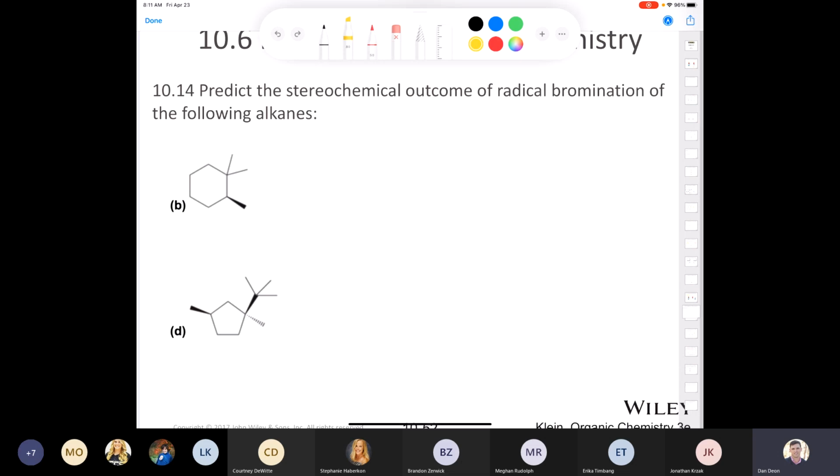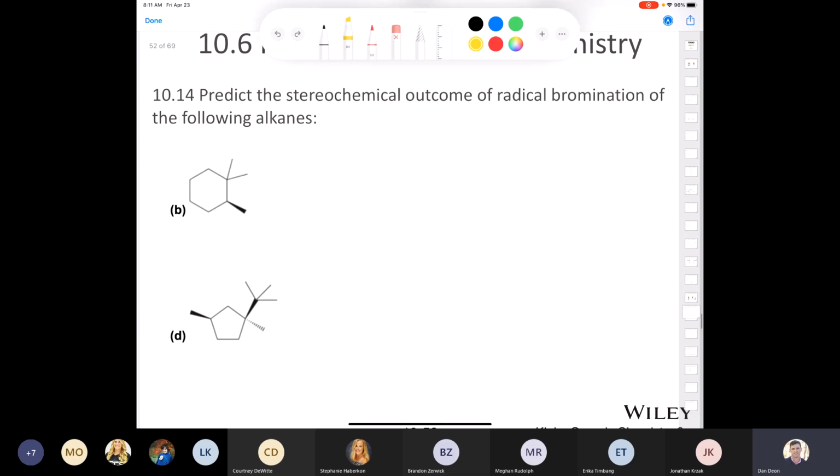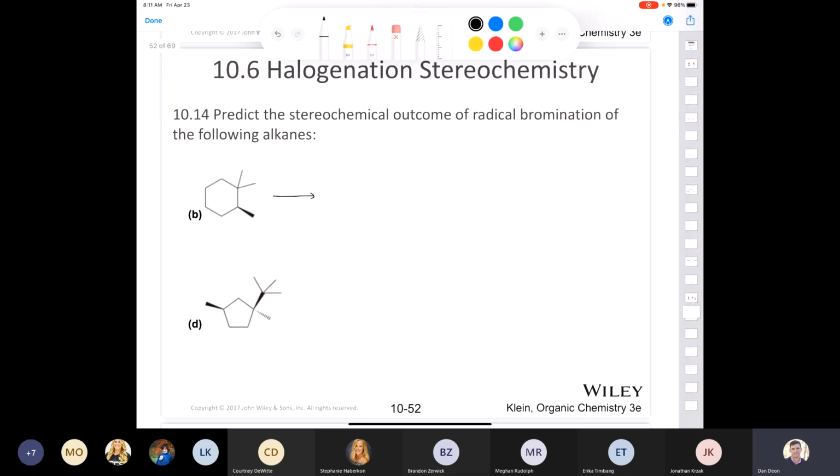So it says predict the stereochemical outcome of radical bromination for the following alkanes. I got alkenes on the brain, right?